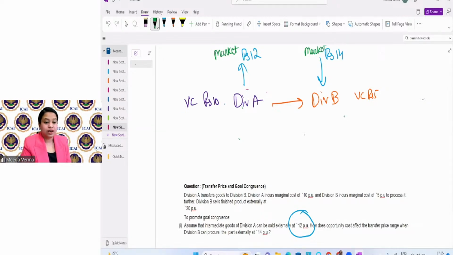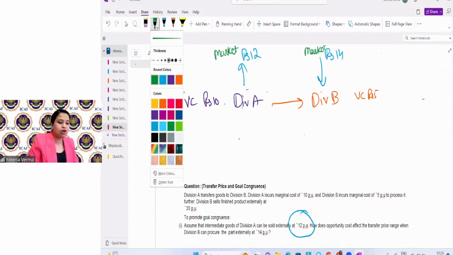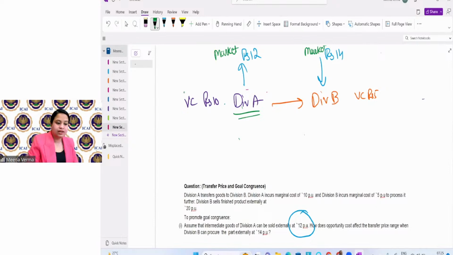ठीक है? अब देखो क्वेश्चन में ट्विस्ट है. This is a twist in the question. ठीक है? Okay. Now think about it. The manager of division A, what is the minimum expectation now of manager A division? He is incurring a variable cost of rupees 10. The manager of division A is incurring a variable cost of rupees 10. है ना? He is incurring a variable cost of rupees 10 and what?